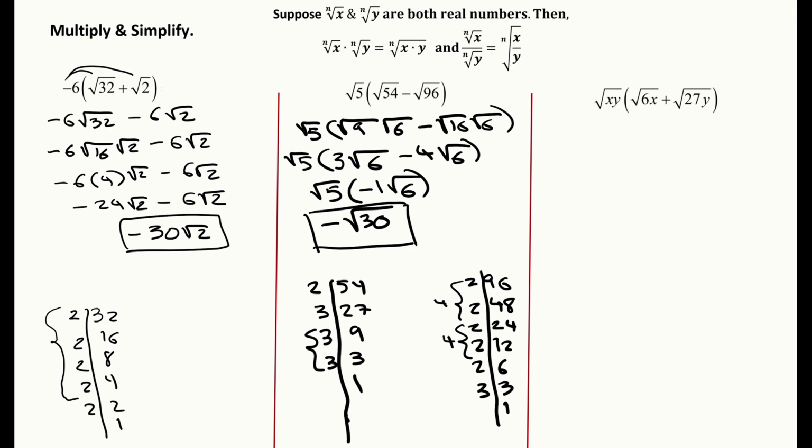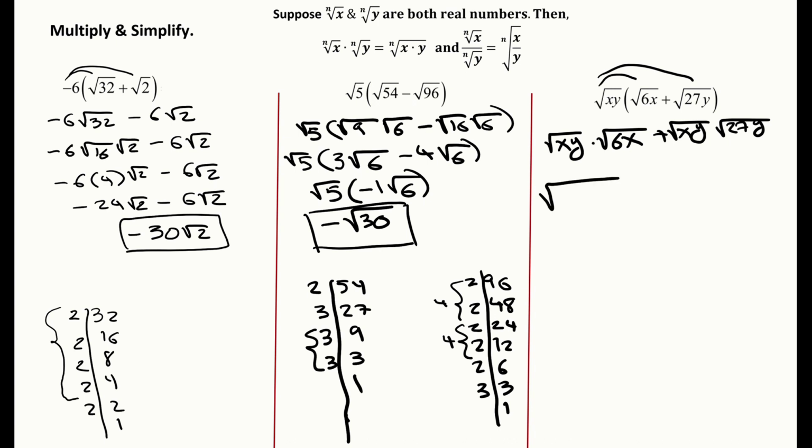Okay, so we'll treat this next problem very much the same way. We go ahead and distribute the square root of xy into that expression, and we end up with square root of xy times square root of 6x plus square root of xy times the square root of 27y. So we now have the square root of 6x squared y plus the square root of 27xy squared.